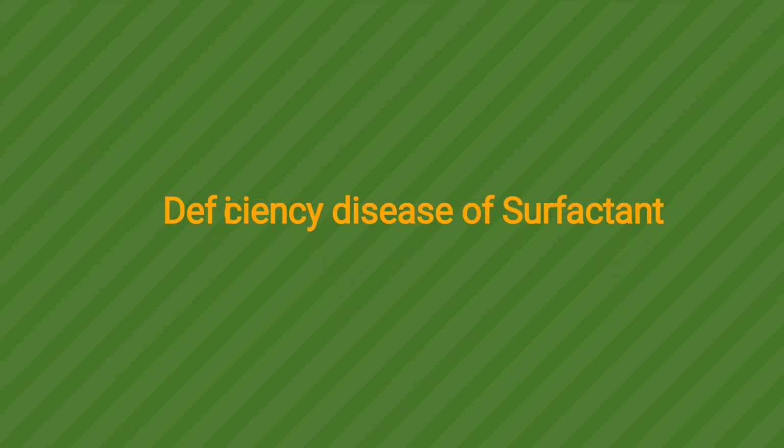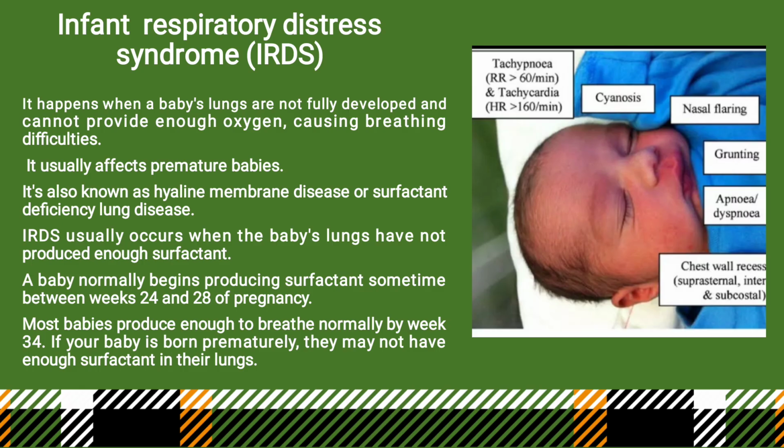Now, deficiency diseases of surfactants. The most important clinical disease related to surfactant deficiency is infant respiratory distress syndrome, or IRDS. It is also known as hyaline membrane disease, or HMD. It happens when a baby's lungs are not fully developed and cannot provide enough oxygen, causing breathing difficulties. You can see that the baby has tachypnea, tachycardia, and most importantly cyanosis, grunting, and chest wall recesses. The baby will be cyanosed and will die.